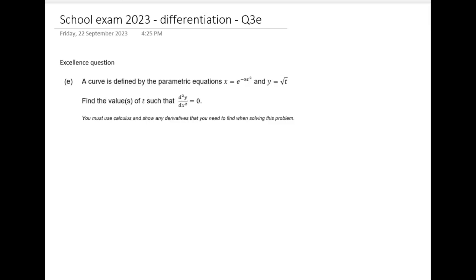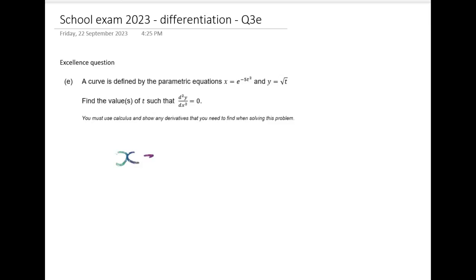So this was a question with quite a bit of tricky, kind of messy algebra, where we had to find the second derivative for an equation that was given to us in parametric terms. Things to watch out for in here are negative powers and fractional powers, and just trying to do some good, neat working so that we don't make small errors.